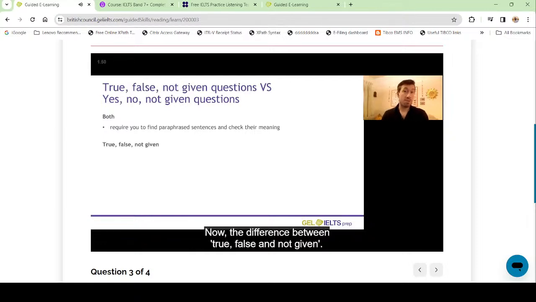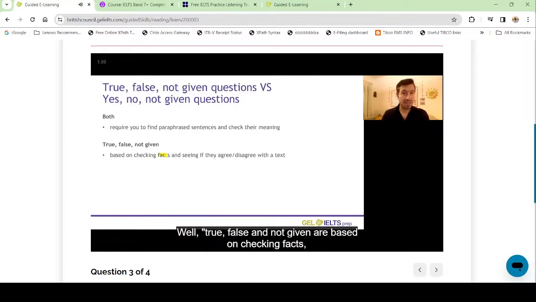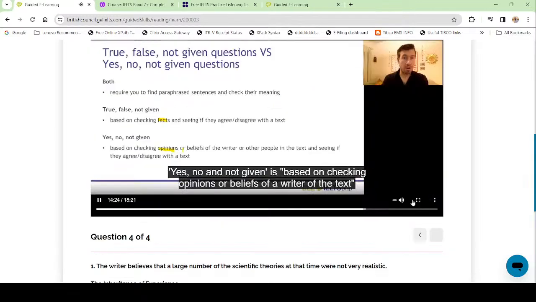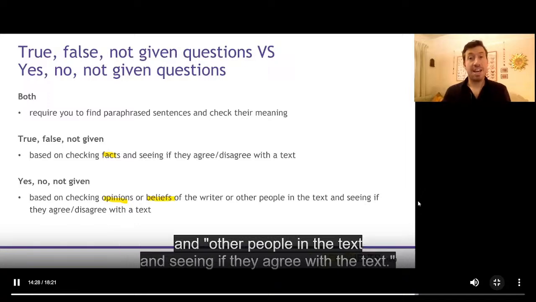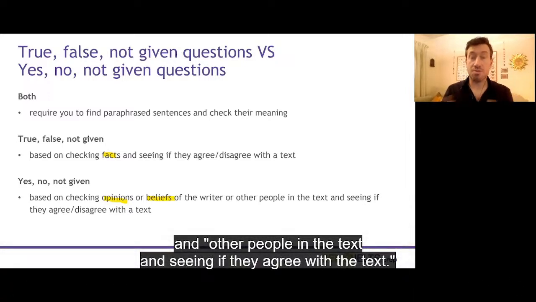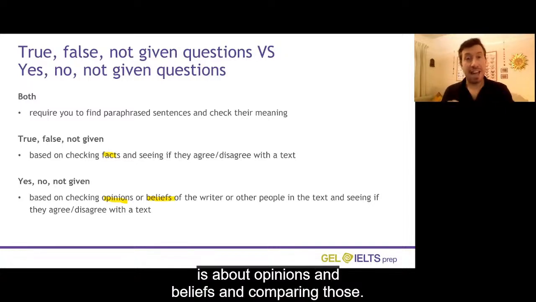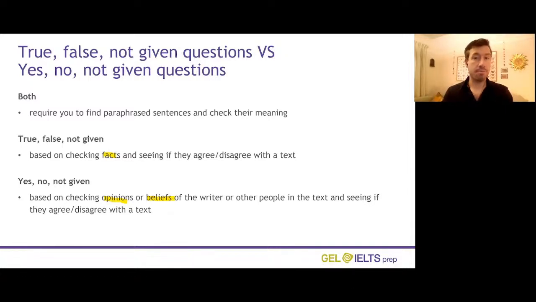Now, the difference between true, false, and not given. Well, true, false, and not given are based on checking facts and seeing if they agree or disagree with the information in the text. Yes, no, and not given is based on checking opinions or beliefs of a writer of the text and other people in the text and seeing if they agree with the text. So one is about facts, and yes, no, not given is about opinions and beliefs and comparing those.